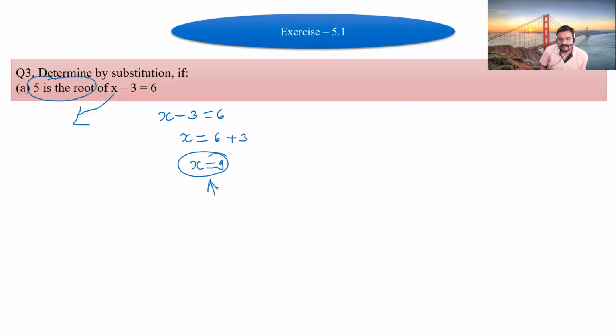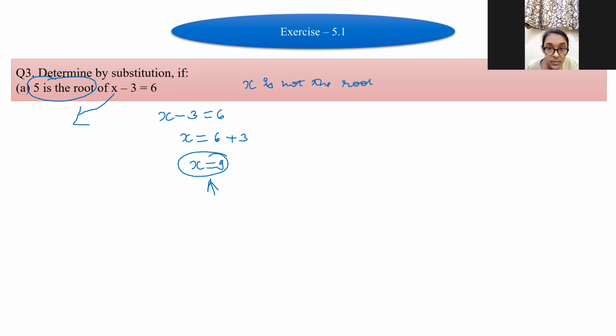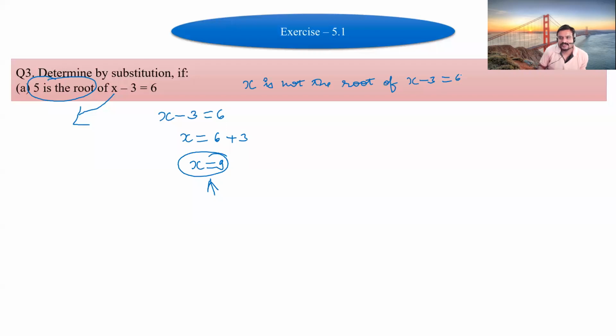But here we are getting what? x is equal to 9. So x equal to 5 is not the root of x minus 3 is equal to 6. This is our equation. Okay, or in simple language, instead of "not the root of", we can also say x is equal to 5 is not the solution of x minus 3 is equal to 6.